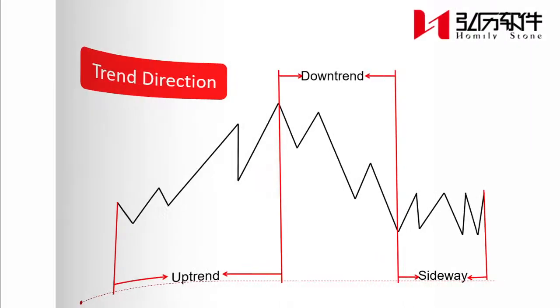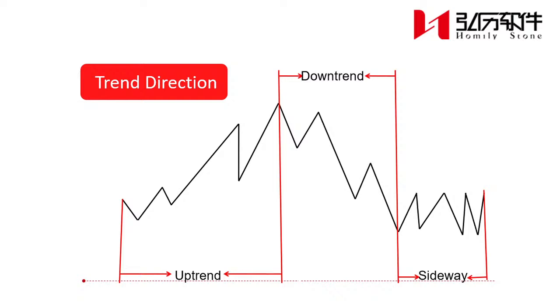Okay? So from direction, the trend can be divided into 3 kinds. The first one is uptrend, the second one is downtrend, and another one is sideways. Sideways also means the market is sleeping, no move, no trend. No trend also means no chance to make money. So for us, if we want to make money, the only way is in an uptrend.